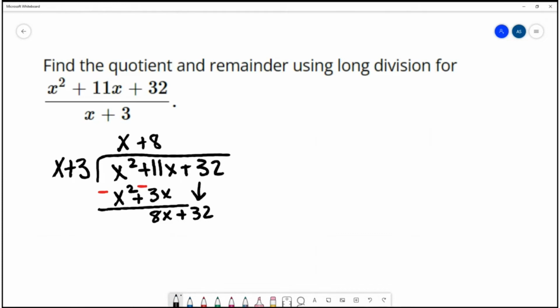So 8 times x is 8x. 8 times 3 is 24. We're going to subtract, changing those signs. 8x minus 8x is 0. 32 minus 24 is 8. So our quotient is x plus 8, and our remainder is 8.